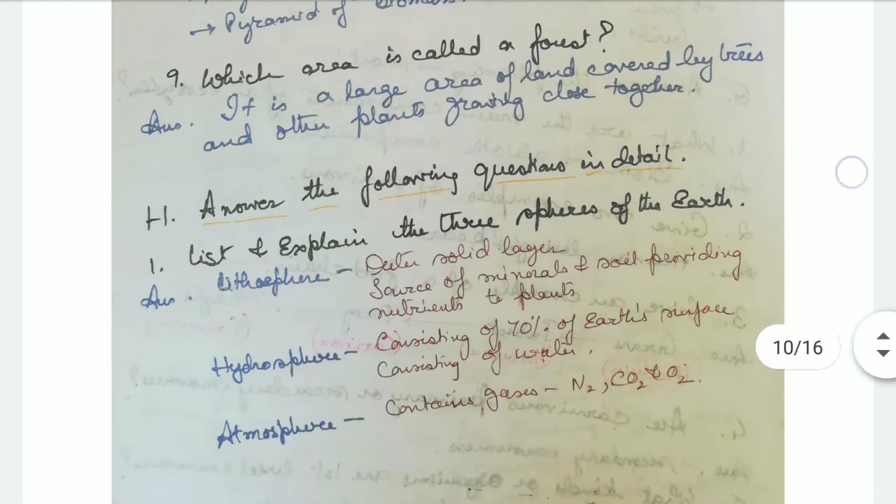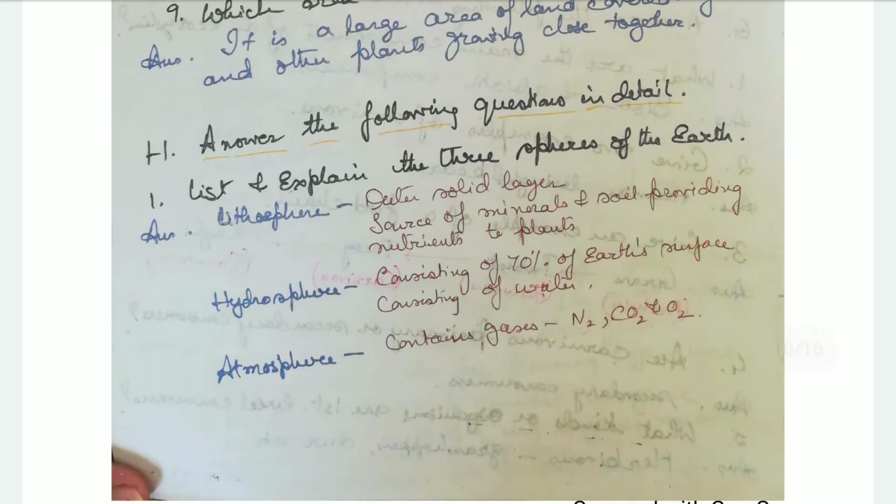Okay. Then answer the following questions in detail. These are broad questions we are now entering into. Okay, so first one is list and explain the three spheres of the earth. There are three spheres of the earth. I told you, first is lithosphere, hydrosphere and atmosphere. If you have seen my text video, you have already noticed that these are the three spheres: lithosphere, hydrosphere and atmosphere.